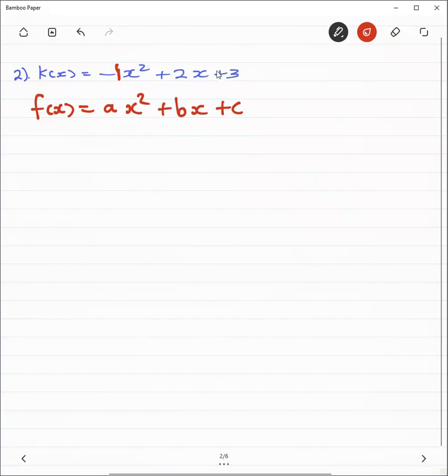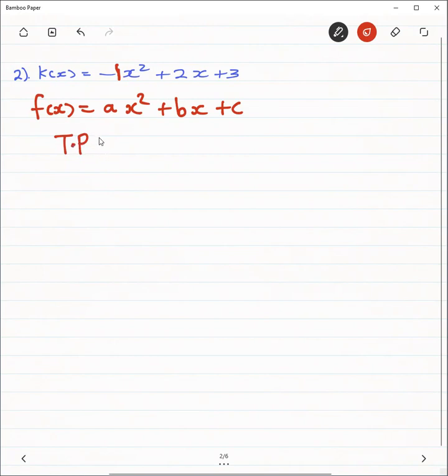Perfect. Remember, before you find any other thing, before you find domain, range, maximum, minimum, and axis of symmetry, you need to find the turning point. You need to find the turning point. In the basic form, this is how we're going to find the turning point.